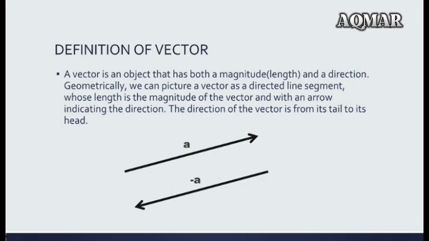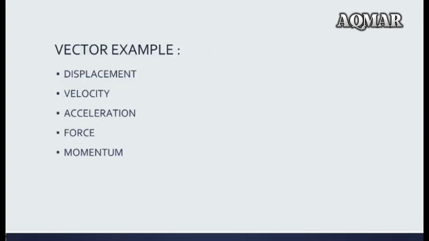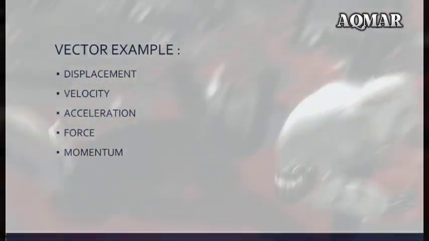Definition of vector. A vector is an object that has both a magnitude and a direction. Geometrically, we can picture a vector as a directed line segment, whose length is the magnitude of the vector, with an arrow indicating the direction. The direction of a vector is from its tail to its head. Next, we have vector examples: displacement, velocity, acceleration, force, and momentum.